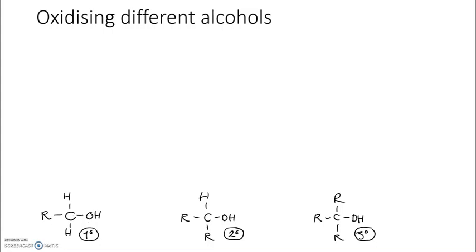So here the carbon that's bonded to the hydroxyl is directly bonded to 2 hydrogens. So in the oxidation reaction, these carbon-hydrogen bonds can be broken. For the secondary alcohol, it only has a bond to 1 hydrogen. And for the tertiary alcohol, there are no direct bonds between this carbon and hydrogens.